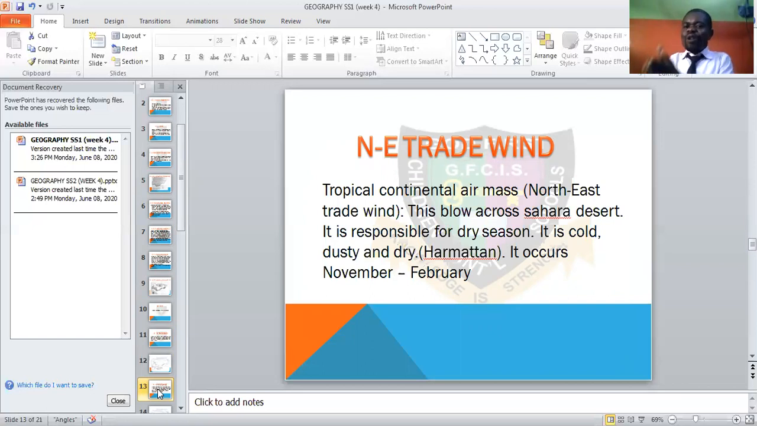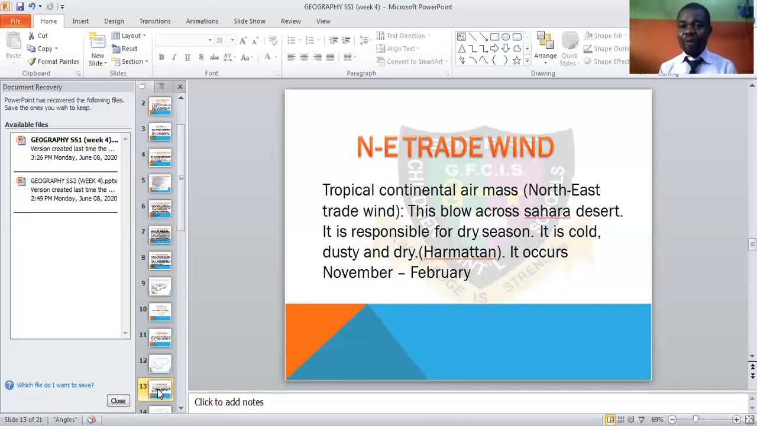It occurs around November to February. That is what you see when they say there's harmattan. In the harmattan, you have cold, you have dust. The wind comes from the northern part of Nigeria, across the Sahara Desert, and moves towards the east. It is called northeast trade wind or tropical continental air mass.